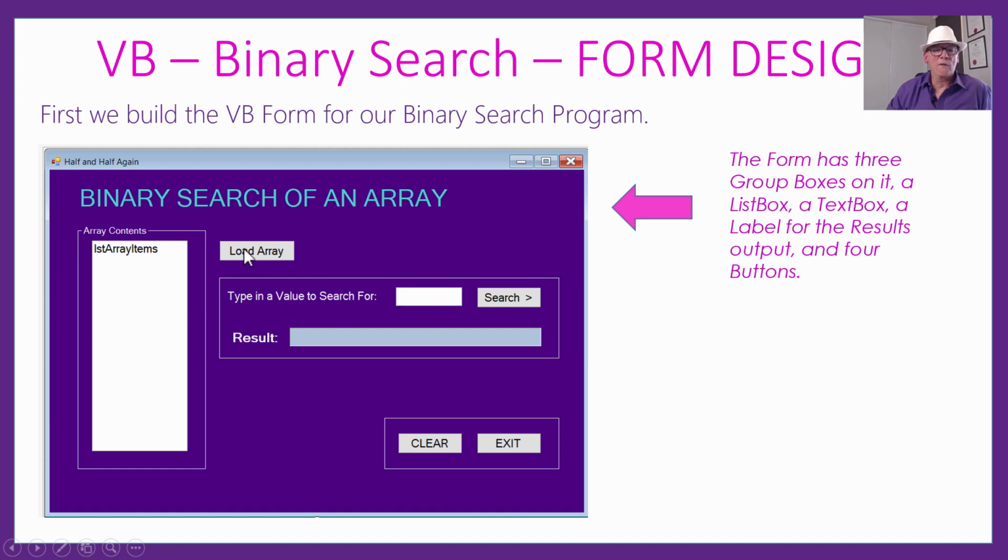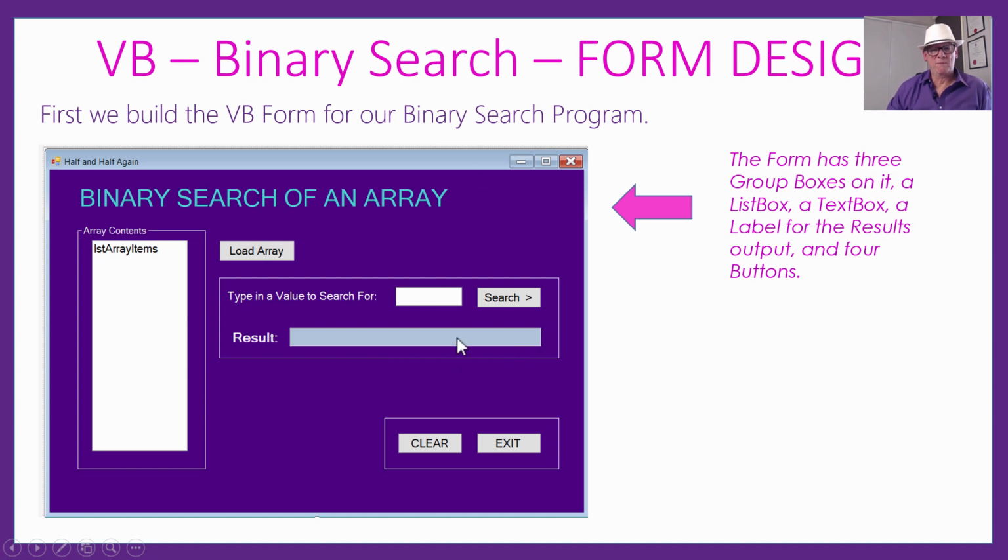So we've just got 4 buttons here, the load array, the search, the clear, and the exit. We've got a label there just saying what to do. This is a text box here where they type into. The result is a label so that they can't type into it. It's also got a background color. It's been made, I think, border property 3D or something like that to get that white around it.